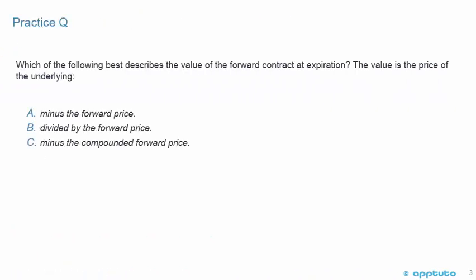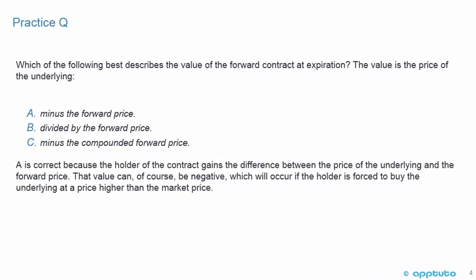So we'll do a quick practice question here. Which of the following best describes the value of the forward contract at expiration? The value is A, the price of the underlying minus the forward price, B, divided by the forward price, or C, minus the compounded forward price. Okay, that question should be fairly easy. Which of the following best describes the value of the forward contract at expiration? The value is the price of the underlying minus the forward price.